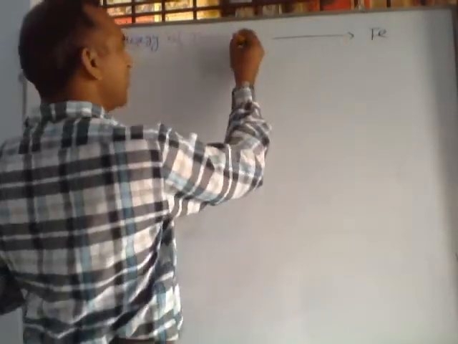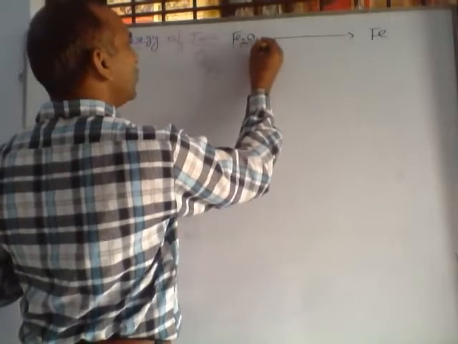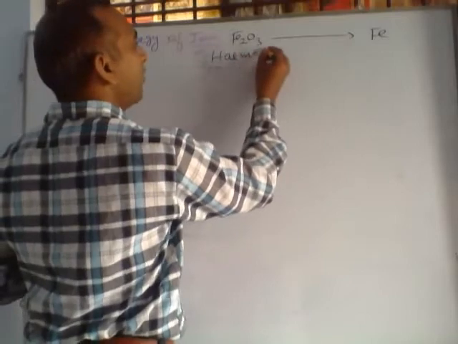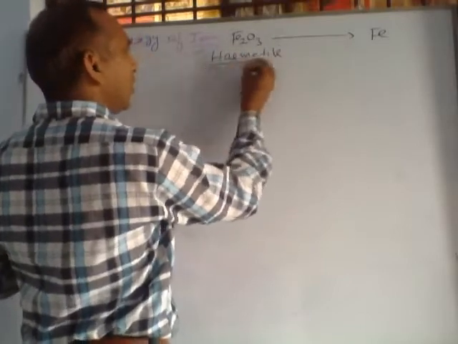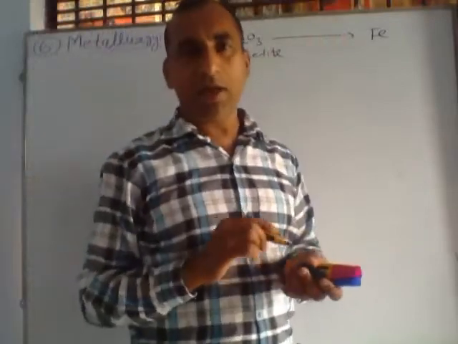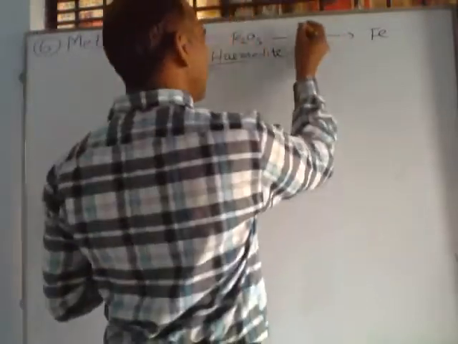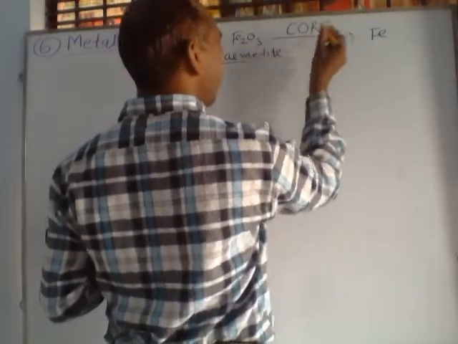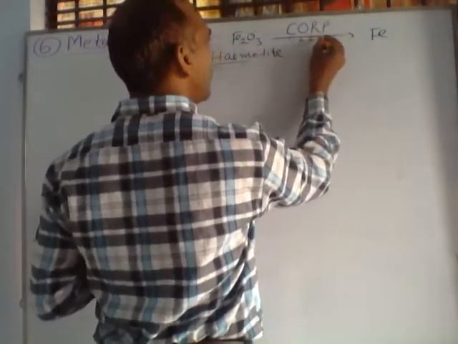Its main and principal ore is Fe2O3 with impurity. This is called hematite. So, if we want to extract iron from hematite, there are four basic points. These are CORP. Corp. 1, 2, 3, 4.